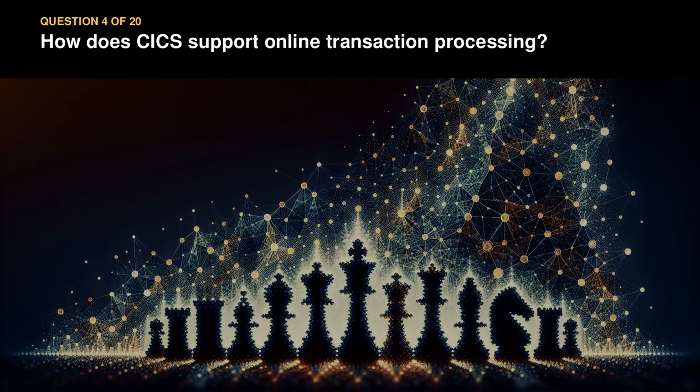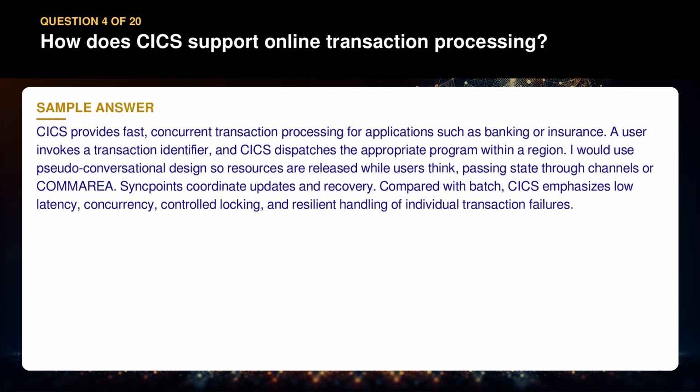Question 4. How does CICS support online transaction processing? CICS provides fast, concurrent transaction processing for applications such as banking or insurance. A user invokes a transaction identifier, and CICS dispatches the appropriate program within a region. I would use pseudo-conversational design so resources are released while users think, passing state through channels or COMMAREA. Sync points coordinate updates and recovery.